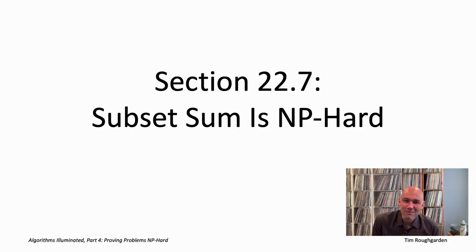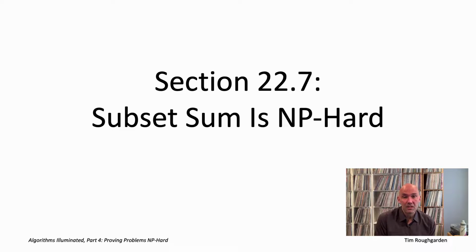My guess is you're probably getting pretty sick of these NP hardness proofs at this point, totally understandable. So good news, this is the fourth and final one that we will look at. It will again be a reduction from 3SAT. This time it will not be to a graph problem. It will be to a problem that involves only numbers, known as the subset sum problem.